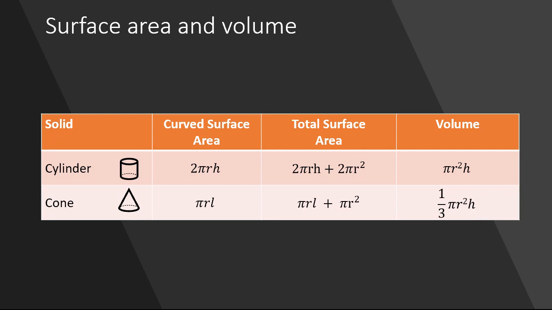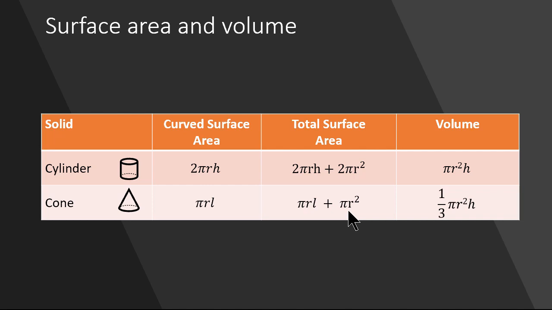When it comes to cone, the curved surface area is given by pi r L. L is the slant height. L is not the height of the cone. L is the slant height, which is the slanted side here. And when you have to get the total surface area, you have to add the base area, which is pi r square. So we add pi r L plus pi r square, pi r square being the area of the base.